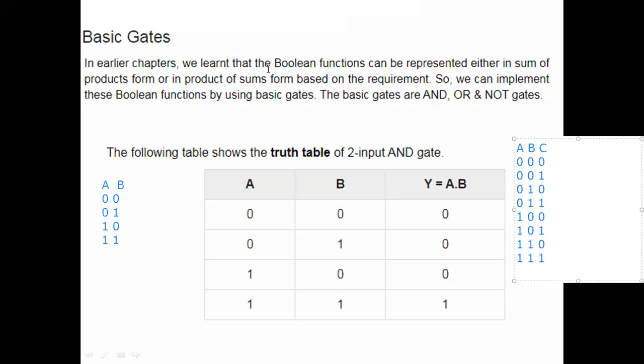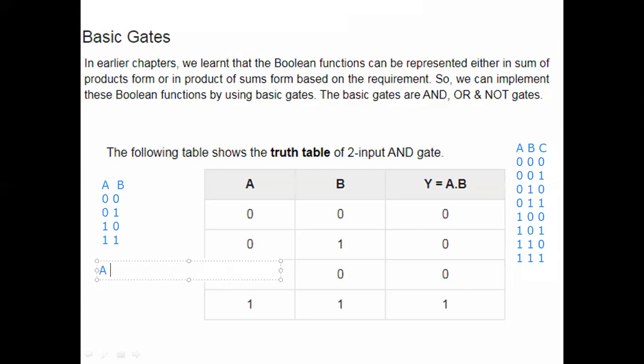Suppose four inputs are there, A, B, C, D. What are the combinations we have? 0 0 0 0, totally 16 combinations. 0 0 0 1, like this, up to 1 1 1 1. From 0 to 15. In this way, we get the combinations based on the number of inputs.